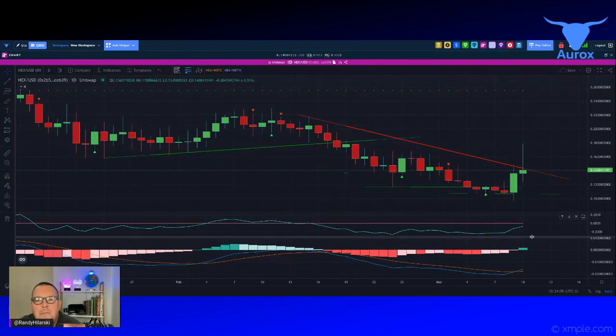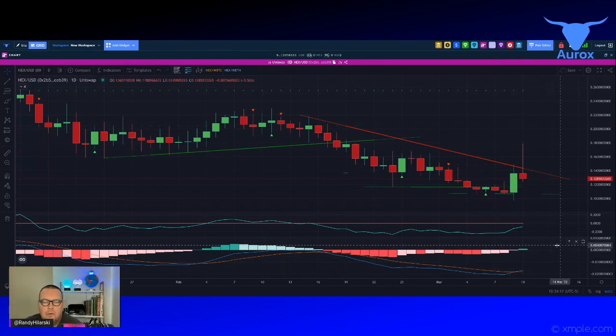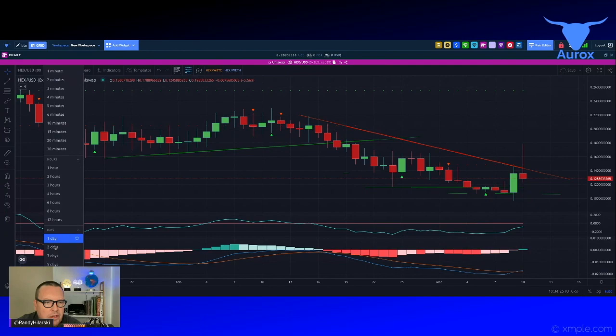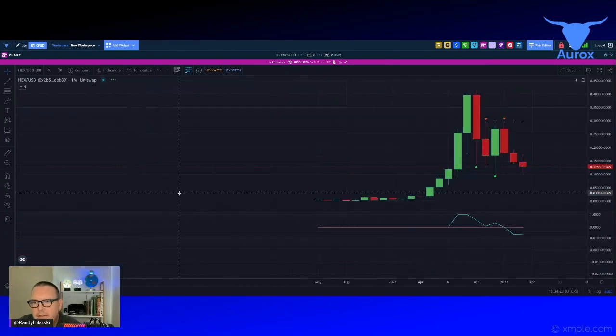All right. And same thing with the MACD. The MACD just crossed over. We're looking a little bit bullish here. That's very exciting to me. So let's keep it simple, right? Before I get to that, let me show you the monthly, what the monthly is looking like for HEX.